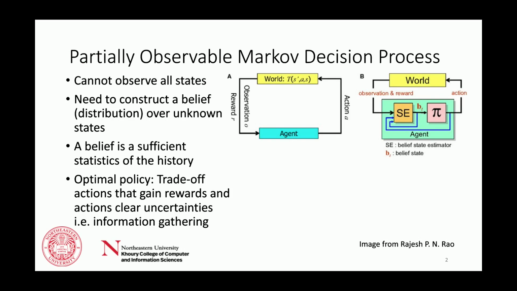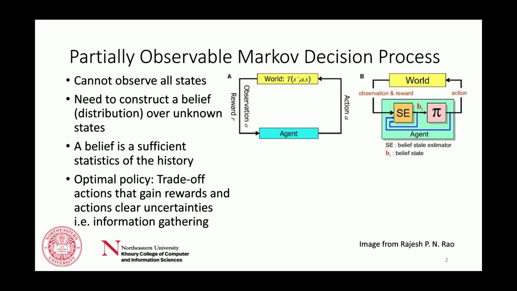The figure shows the POMDP framework, where an agent tries to learn a task by interacting with the environment. In POMDPs, the agent has no access to underlying states. Instead, it only receives observations and it has to construct a belief over unknown states.